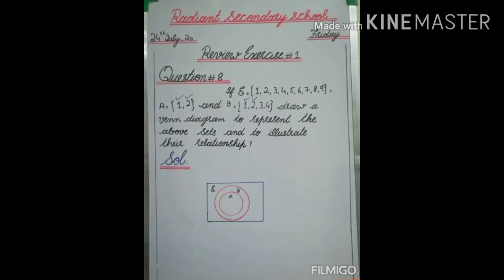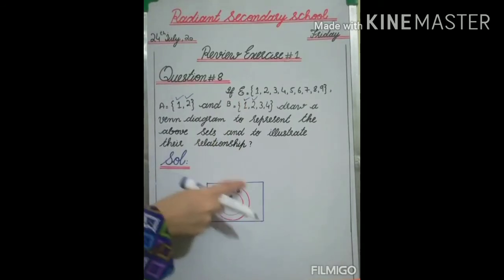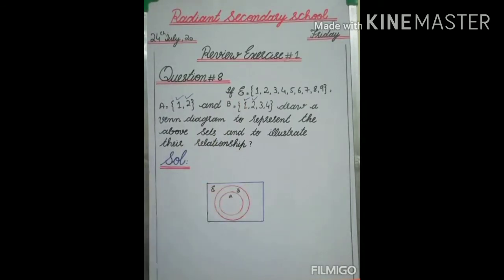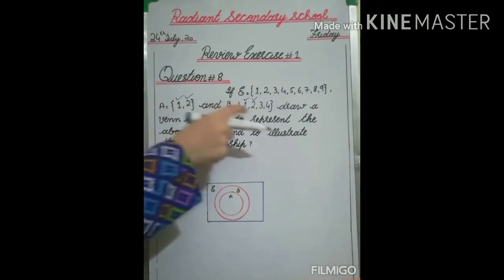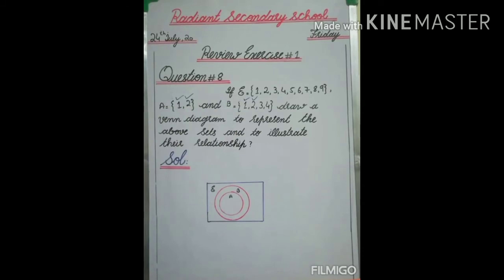Students, you can see set A is the smallest set and set B is the superset. So that's why set B will be represented by a bigger circle. As I told you, all the elements of set A are present in set B. So that's why set A will be drawn inside the circle of set B. So first I am going to write the elements of set A here. These are 1 and 2.